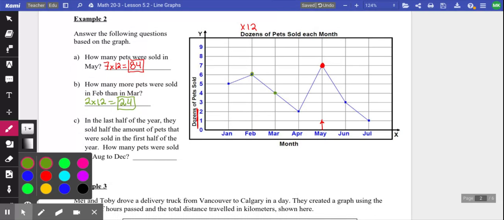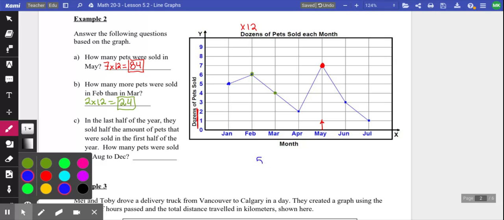C, in the last half of the year, they sold half the amount of pets that were sold in the first half of the year. How many pets were sold August to December? So this is the first half of the year, except July would be 7. Whatever. We're just going to go with it. So again, we're going to total it all up.